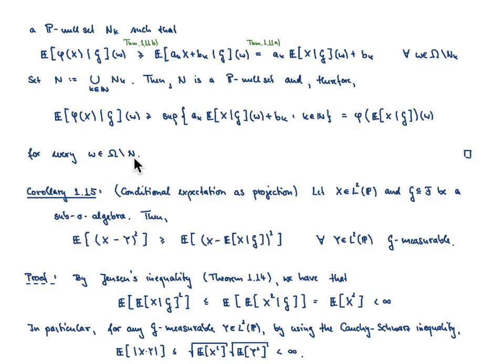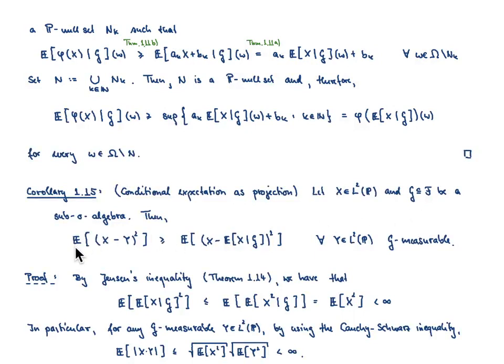So let us now come to a kind of corollary, which shows to you that the conditional expectation has also something to do with projections. And for that, I consider now a random variable X, which is square integrable, so meaning X is chosen in the space L2 of P. Moreover, again, I choose the sub-sigma algebra of F, which I denote by G.